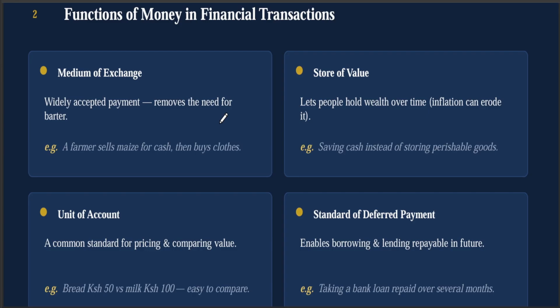Now we have functions of money. Functions of money in financial transactions. What is the function of money? Now, money can be used as a medium of exchange because it's a widely accepted payment, and it removes the need for barter. So zamani ilikuwa watu watumia barter trade. If you have maize and the other guy has maybe coffee and you want coffee, so you just give him maize and he gives you coffee. So that was the main principle of barter trade. But right now, we have cash. So a farmer can sell maize for cash and then uses that cash to buy clothes.